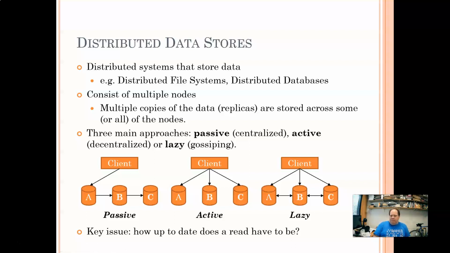And that typically involves making multiple copies of the data, we call these copies replicas, that are distributed across some or all of the nodes. In a file system, it would typically be some of the nodes, so you have a copy of the file on multiple different servers. In a distributed database, it will typically be all of the nodes.